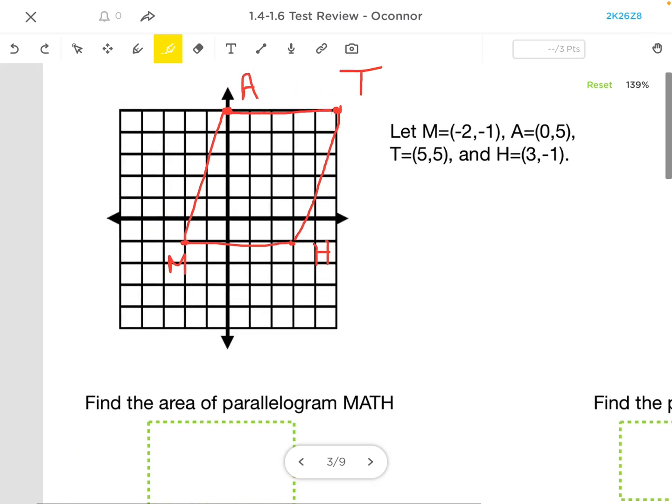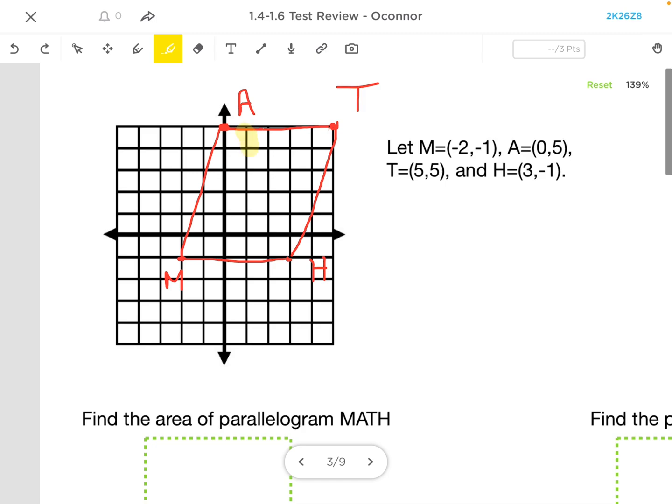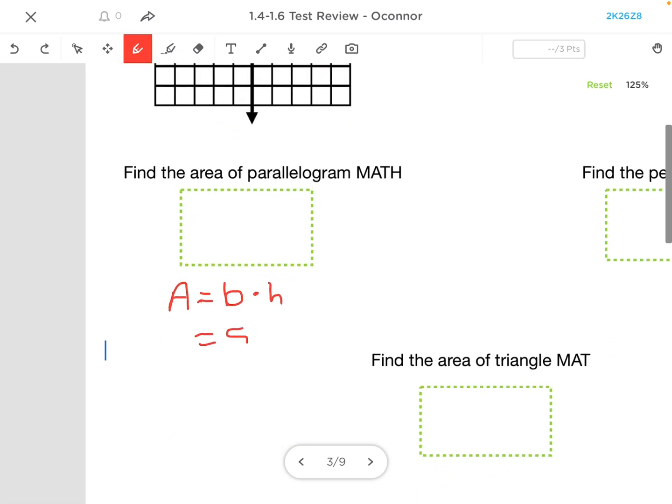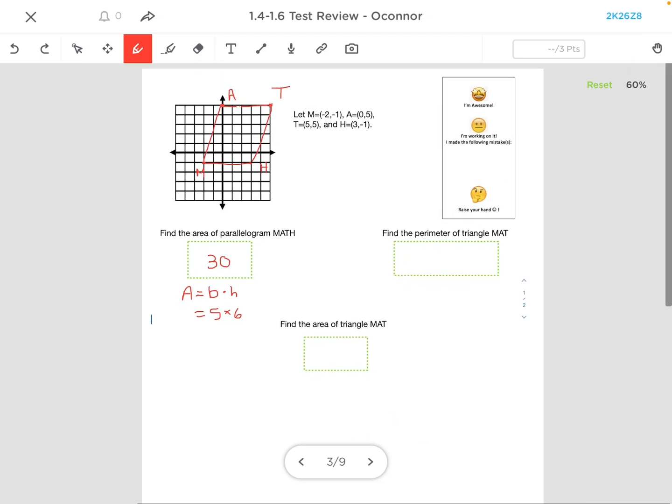Now to find the height is straight up and down. So it is not on the slant. So I'm just counting how far it is from the top to the bottom, straight up and down. So the height is 1, 2, 3, 4, 5, 6. So I have a height of 6. And remember, we had a base of 1, 2, 3, 4, 5. So to find the area, the base was 5, the height was 6, and so we have an area of 30.